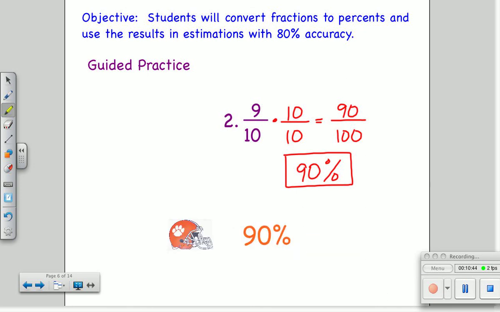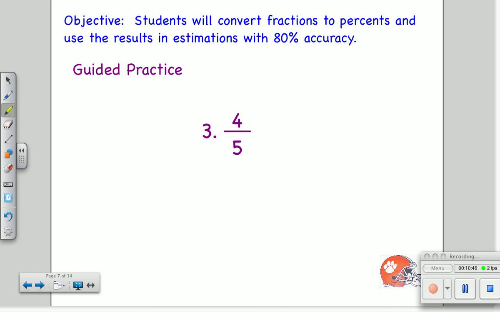Number 3, 4/5. So again, what can I multiply by 5 to get 100? Well, 5 times 20 is 100, so I have to multiply 4 times 20 as well. 4 times 20 is 80. 80 out of 100 is 80%.